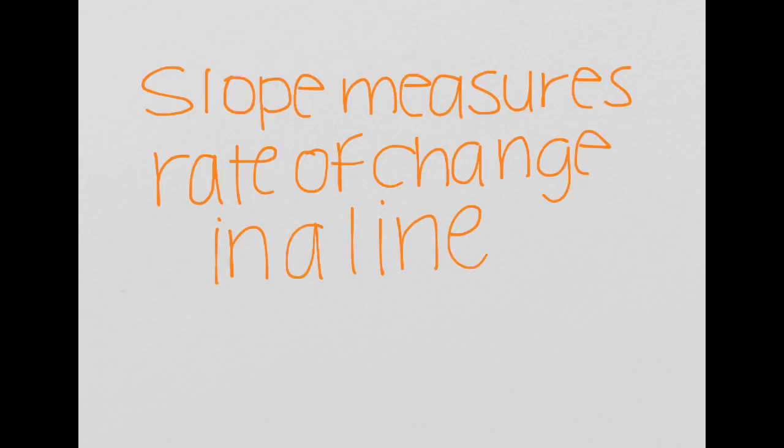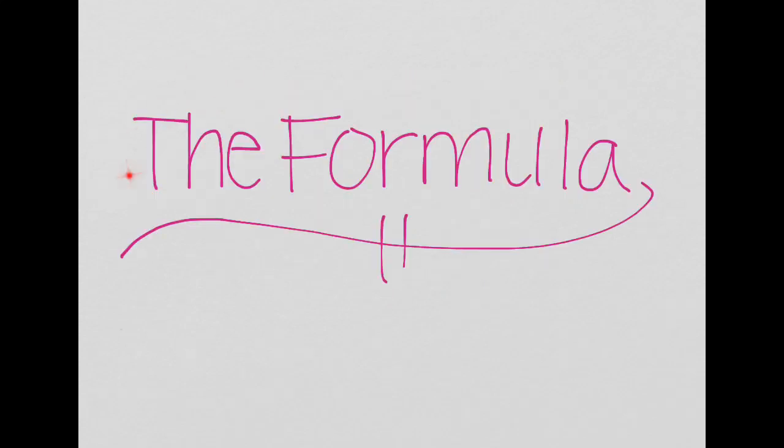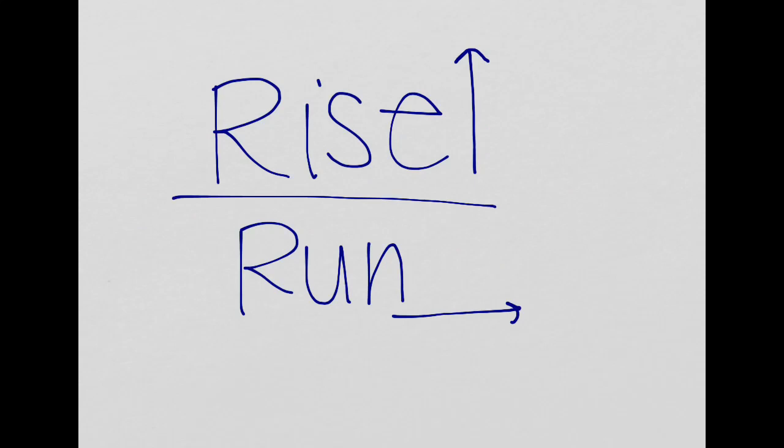Let's get started. Slope measures the rate of change in a line. Let's learn the formula. This is probably one of the most fun formulas in math, which is rise over run. I really like it. When you rise, you go up in the y direction, and when you run, you go along the horizontal axis, the x direction, because you can never run up unless you're going up a stair or something, right?